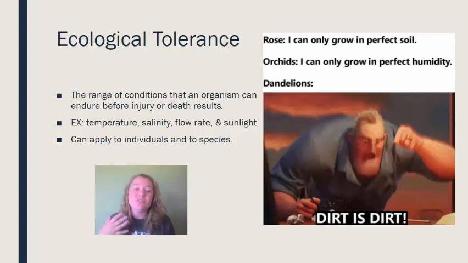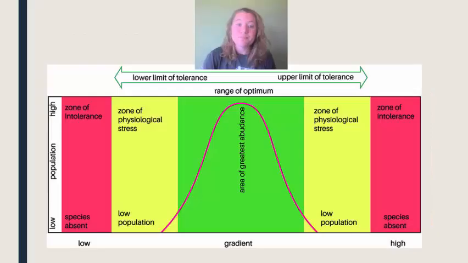So ecological tolerance can refer to specific temperature, salinity, flow rate of water, the amount of sunlight, the amount of access to space or nesting sites, the amount of competition, all that stuff that's going on. And this range of tolerance can be measured or applied to individuals or an entire species as a whole. So that gives us this graph here to help us visualize what is ecological tolerance.